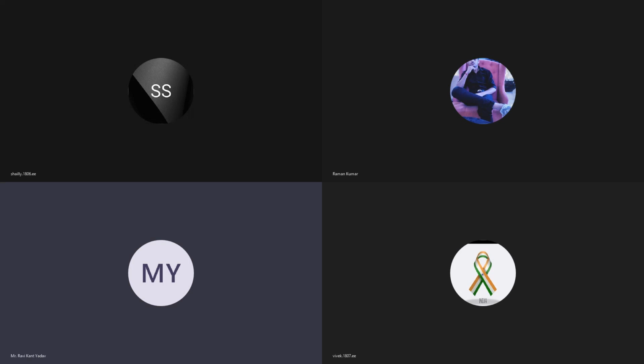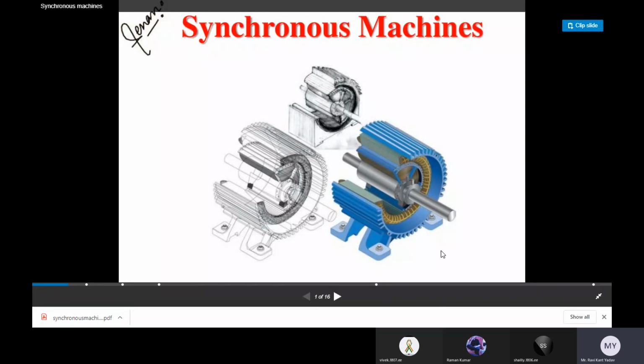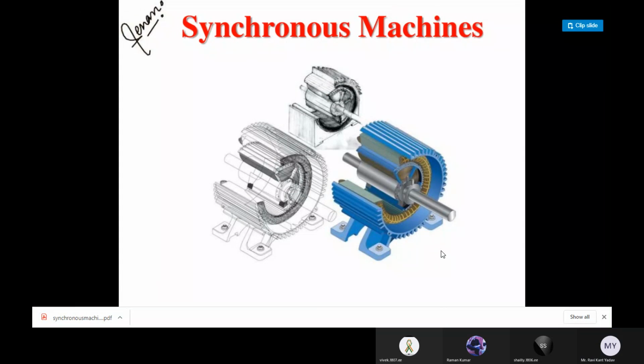If we are talking about application of the synchronous machine, earlier I discussed that around 90 to 95% of synchronous machines are used as synchronous generators, and the remaining 5 to 10% are used as a synchronous motor and synchronous condenser.